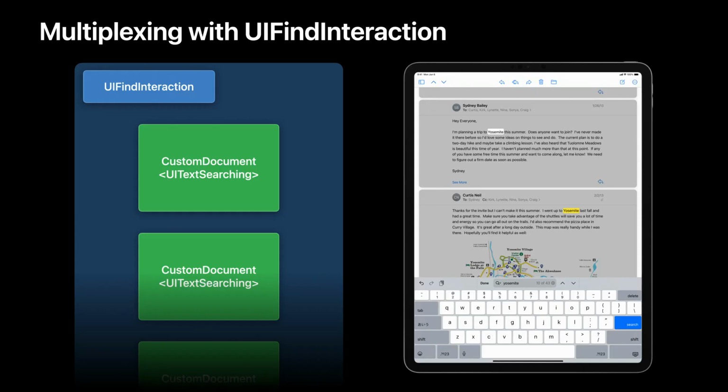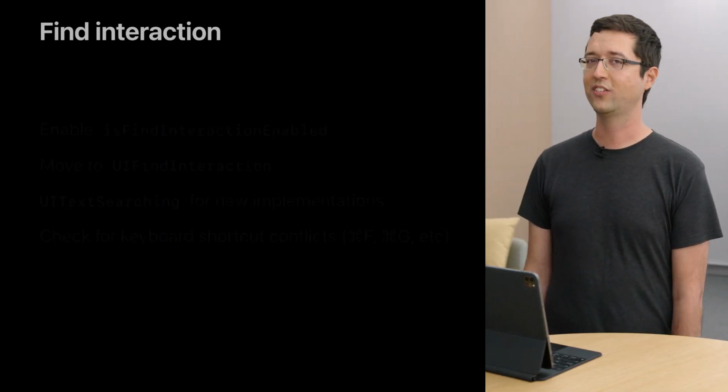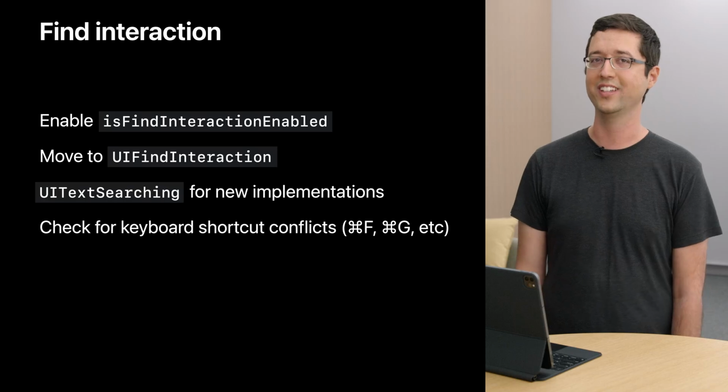The UI text searching Find session and protocol also support multiplexing across multiple visible documents using the same interaction. In other words, if your app displays content in a manner similar to Mail's conversation view, where each document in that case is a mail message, you can install a single Find interaction on the root level collection view and perform a find across all documents at the same time, allowing your users to jump between results in different documents with ease. So that's all it takes to get started with the new Find interaction in iOS 16.